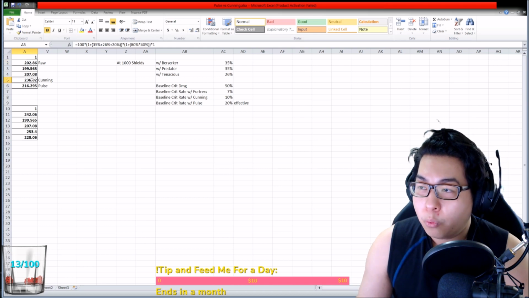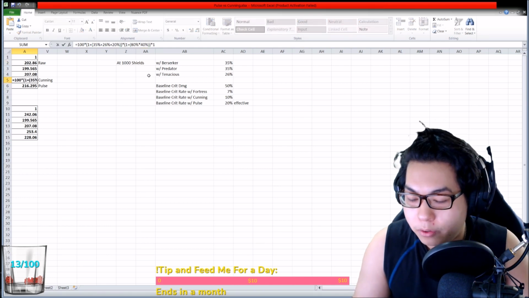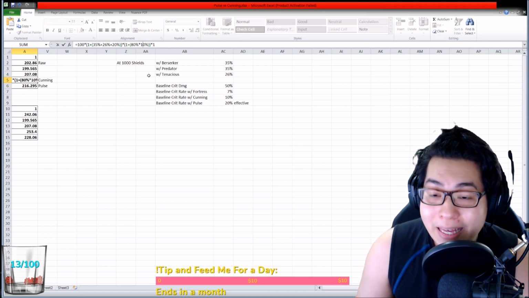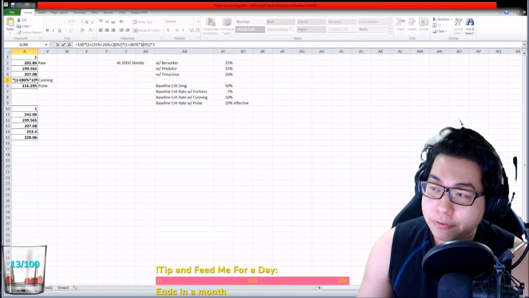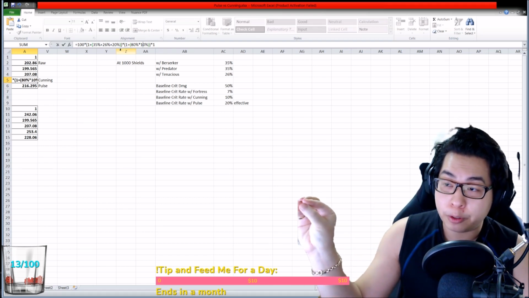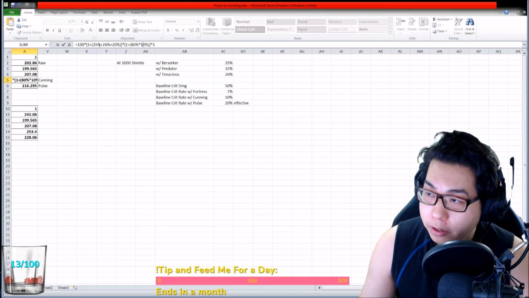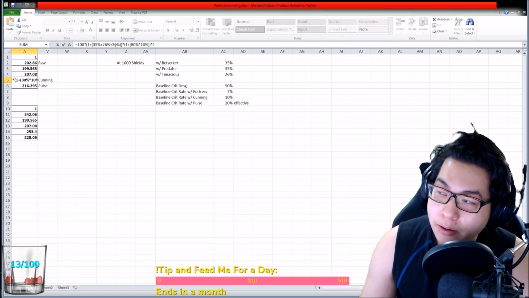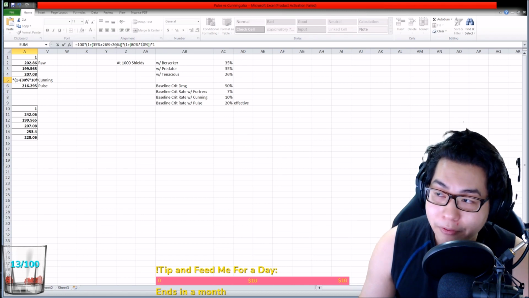What about if I did my Cunning build? With my Cunning build, things get very different very quickly. This is the Hyper Demon Hunter build that I've been using. With the Chain Blades, I have Predator, Tenacious, and 20%, which is Berserker plus 3. That's where this 20% is coming from.